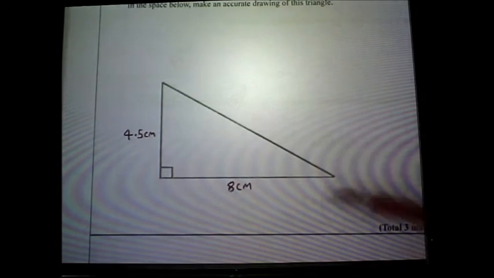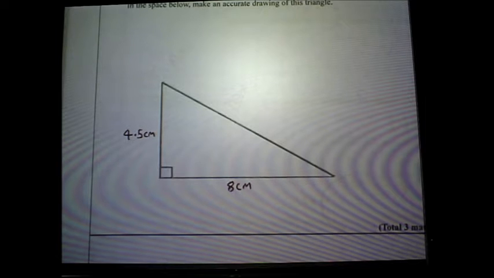Question number 14, here you go. Draw an accurate sketch of the triangle. Well, that's the triangle. It's labelled 8 and 4. So put your right angle in, make it as neat, use a ruler and a pencil, label it, 3 marks.